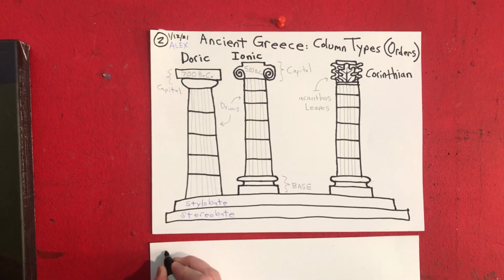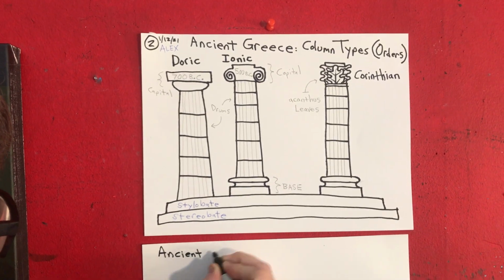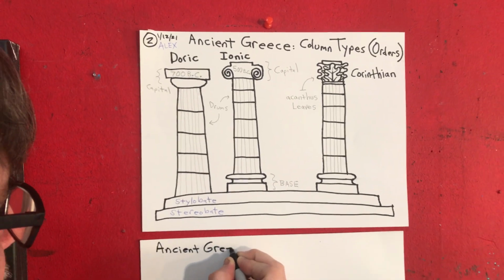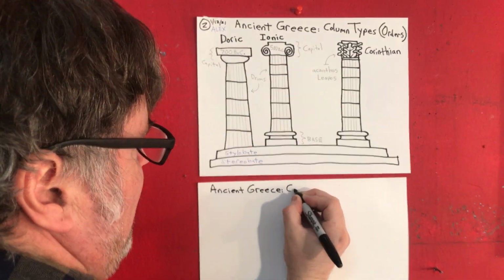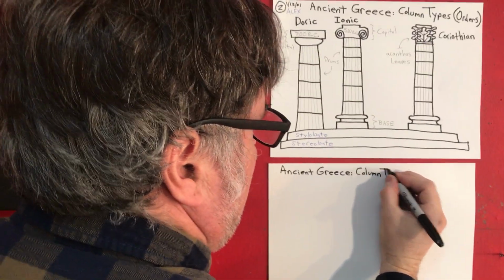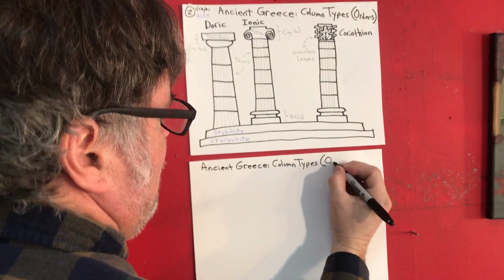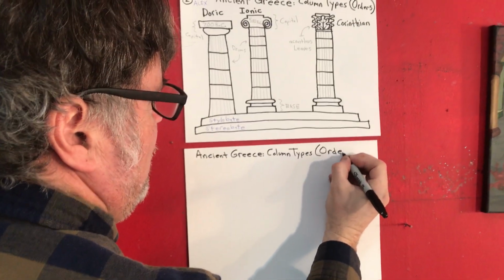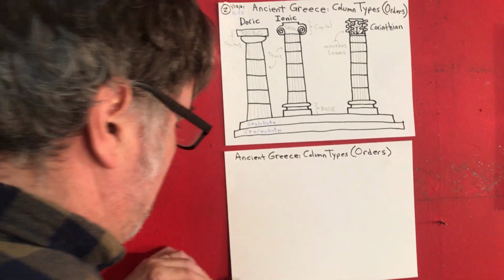First thing I want you to write up here is ancient Greece. This is like the title of your drawing. And then I want you to put two dots in there. Column. Remember, there's a silent n in column. Column types. And the fancy name for that is orders. Types of columns are called orders of columns. That's what that means.